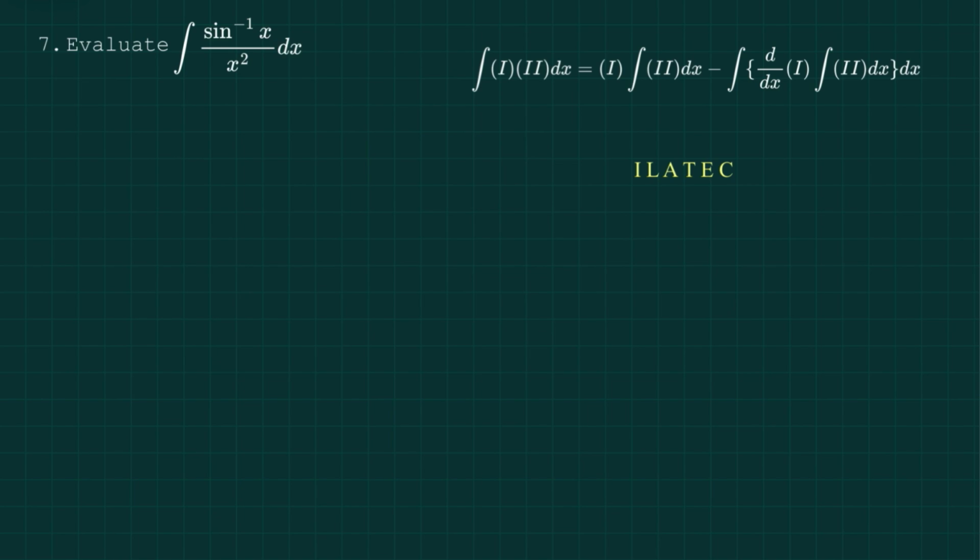Question 7. Evaluate sine inverse of x divided by x square dx. So we will consider I equals integration of sine inverse of x into 1 over x square dx. Here we see this as the product of two functions where sine inverse x is my first function because inverse is first in the preference, and 1 by x square is an algebraic function which we will consider as second function.